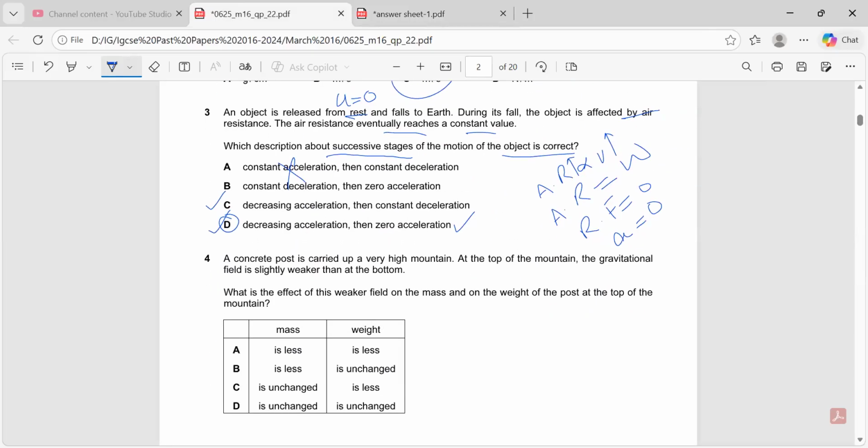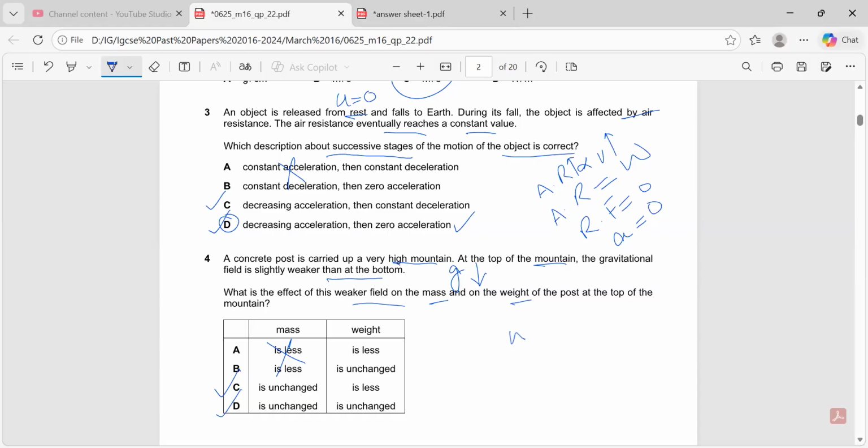A concrete post is carried up a very high mountain. At the top of the mountain, the gravitational field is slightly weaker than at the bottom. So what happened? It means value of G is decreased. So what is the effect of this weaker field on the mass? Nothing. Mass is not affected by the gravitational field. Mass is unchanged.